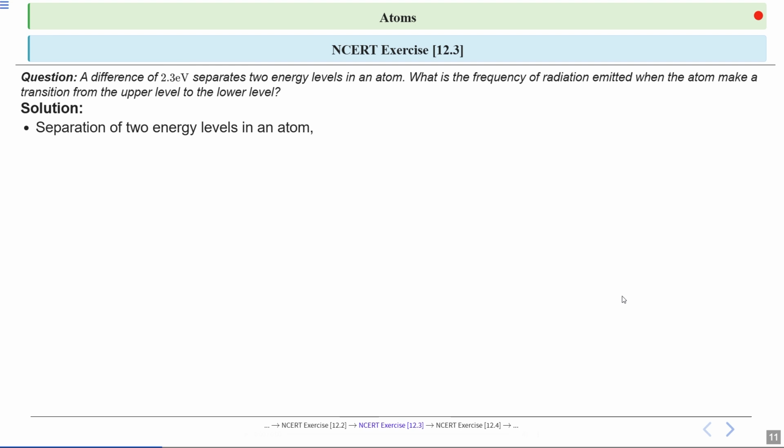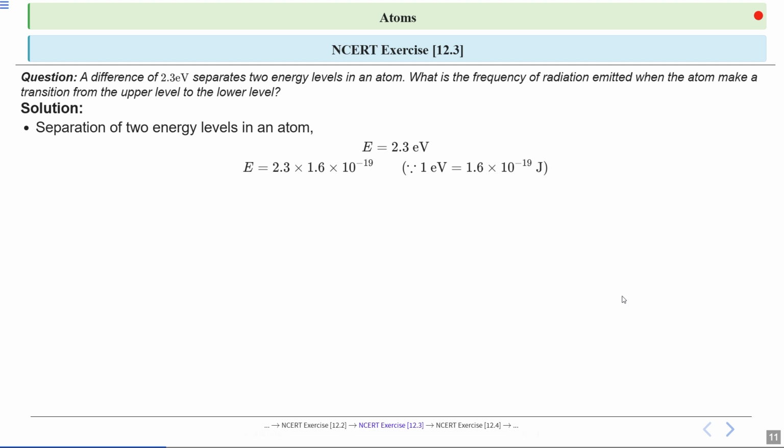First, let's note the information given. The separation between the two energy levels is 2.3 electron volts. This value tells us how much energy is released when the atom makes the transition. Here we write the energy difference as E equal to 2.3 electron volts. The symbol E stands for energy, and electron volt is a common unit of energy in atomic physics. However, for calculation, we usually need to convert this to joules, which is the SI unit for energy.